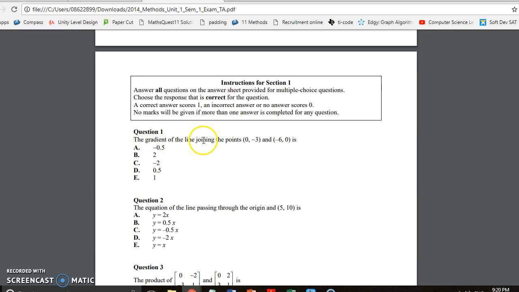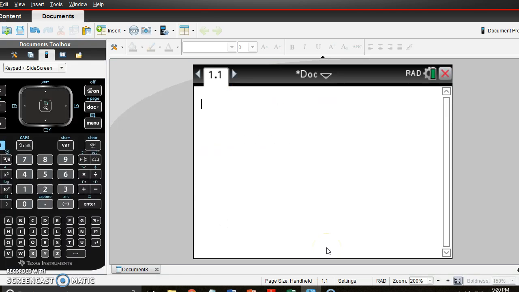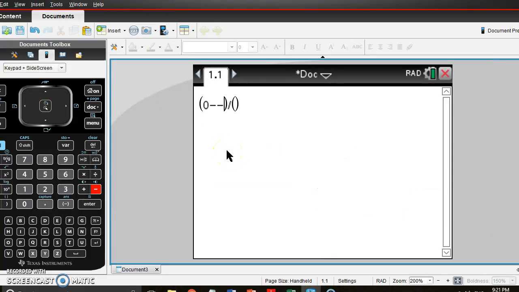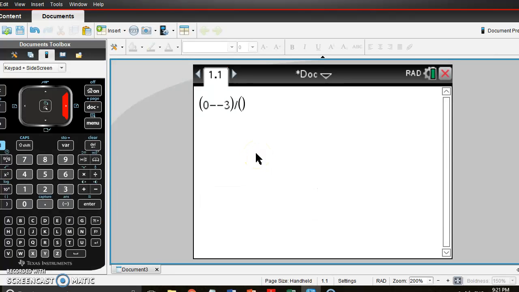So let's see, the gradient of the line joining the points (0, 3) and (-6, 0). I'm looking at that and thinking it's about 3, or 2 rather, but we'll have a look. So we're going to start at CAS. Now remember it's y2 minus y1 over x2 minus x1. So let's have this in the brackets. And then we'll put in the two y coordinates, so 0 and 3. So 0 minus 3. Then we'll put in our two x coordinates, which are -6 and 0. It's got to be in the same order. So -6 and 0. There we go.